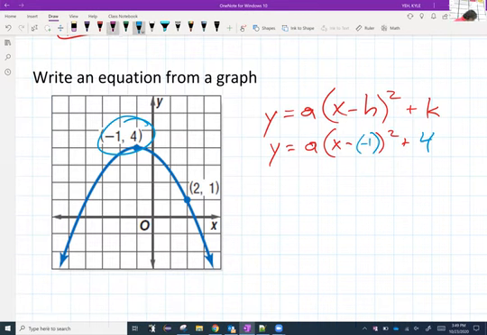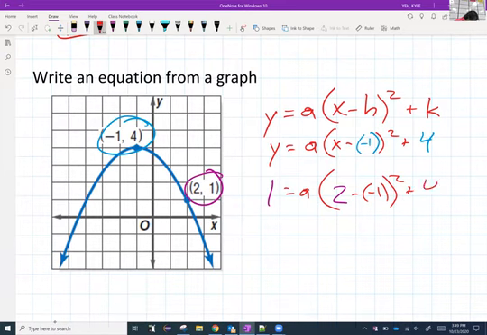How are we going to find that a value? Using this other point. This other point is a point on the parabola, which means the equation we write for the parabola has to work for this point. So I'm going to plug this in. I'm going to plug in 1 for y, 2 for x, and then write the rest of my equation. And we're going to figure out what a value would make this true.